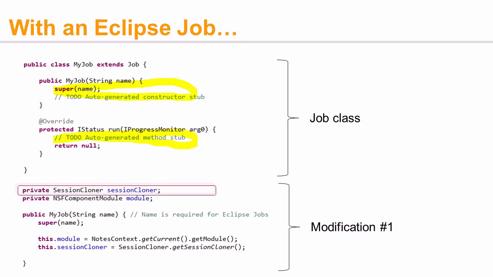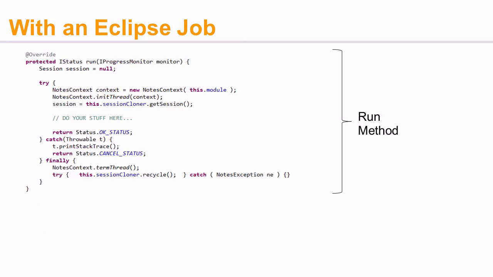Session cloner and NSF component module. The module is going to be used for the Notes context initialization, and we are saving these two variables for later use in the constructor. Okay. The run method is going to run when our thread is launched. So it has to initialize the Notes context with the module, initialize the thread, and clone our session.